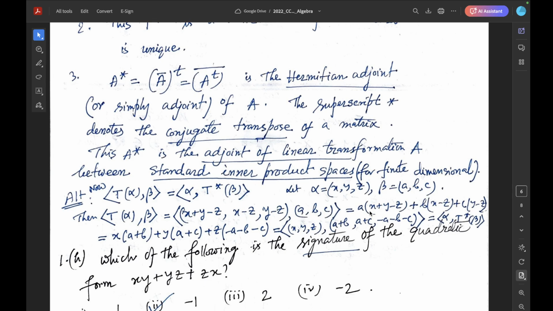Then by the standard inner product, A into this plus B into this plus C into this. So we can write the inner product of x, y, z with the ordered triplet A plus B, A plus C, minus A minus B minus C, and this x, y, z is alpha, so this is equal to T star beta by definition. So T star beta equal to A plus B, A plus C, minus A minus B minus C.